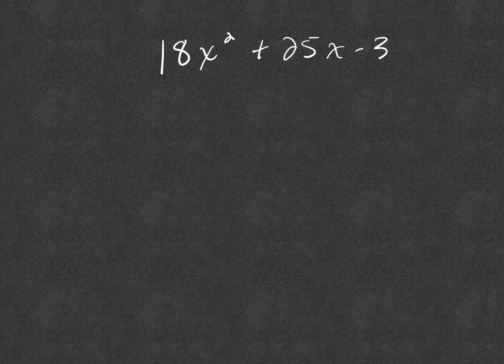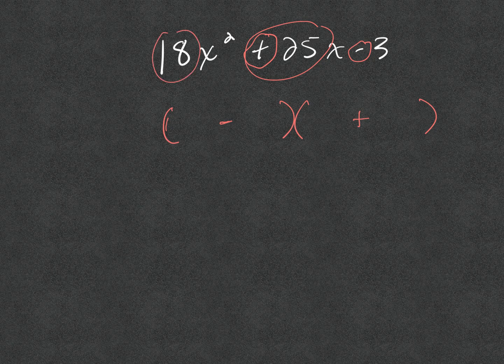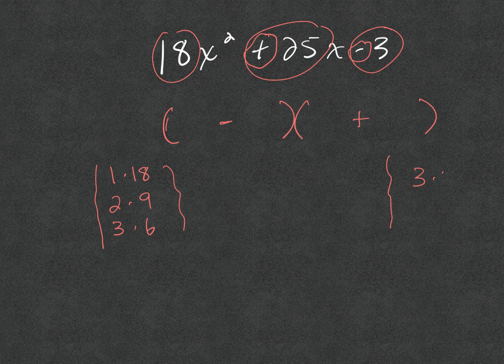Hi, welcome back. Well, first of all, you have a positive and a negative. That means that when you factor, remember, you're going to have a negative, positive, and the middle term is the difference, right? Let's take a look at the factors of 18 and 3. The factors of 18 are 1 times 18, 2 times 9, and 3 times 6. And the factors of 3 are 3 times 1.